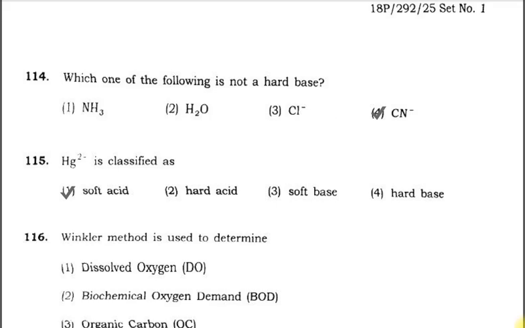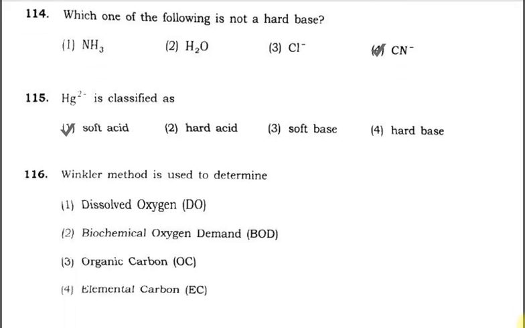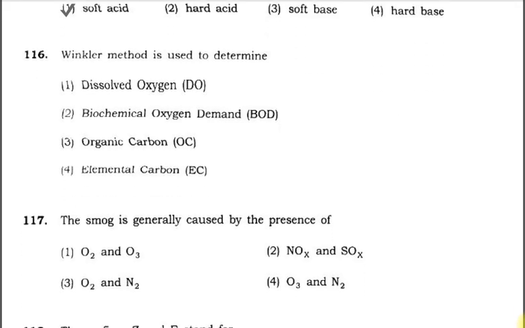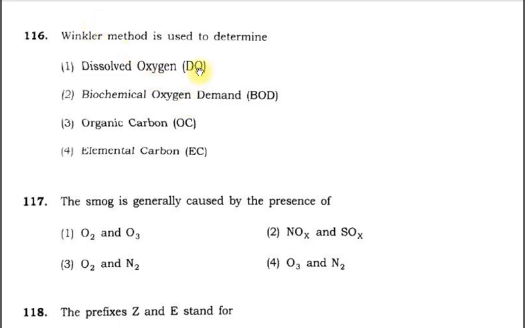Question number 116. Winkler method is used to determine: number 1 dissolved oxygen DO, number 2 biochemical oxygen demand BOD, number 3 organic carbon OC, number 4 elemental carbon EC. The correct answer is option number 1. It is the dissolved oxygen.